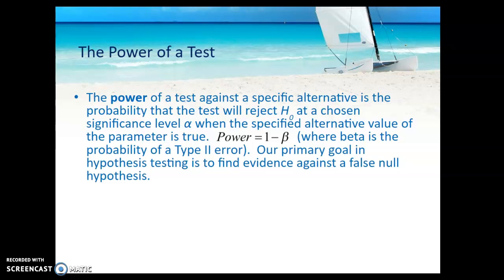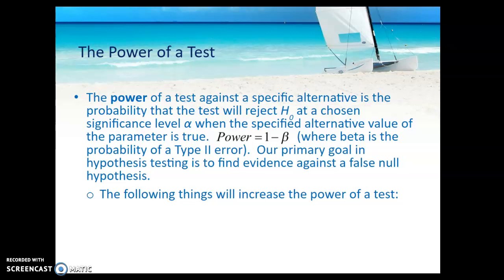It is the complement of the probability of making a type 2 error. Remember, beta is the probability of making a type 2 error. So if that probability goes down, then your power will go up, and that's what we like. There are certain things that positively increase the power of a test. Three of them. One is just to take a larger sample.